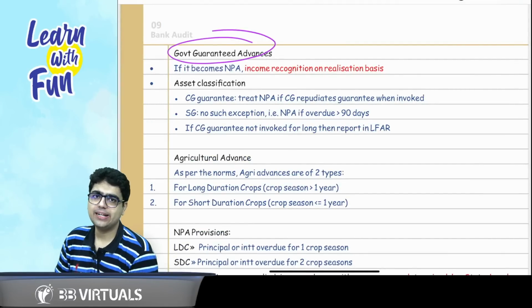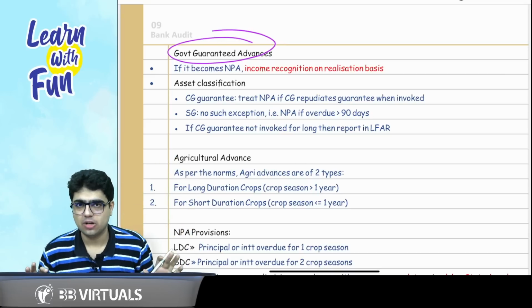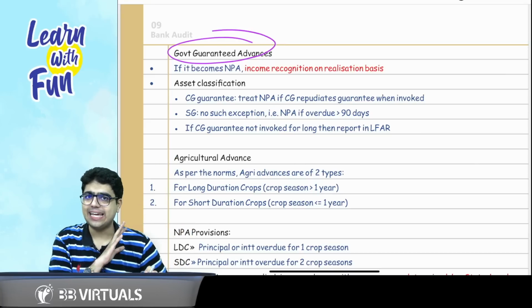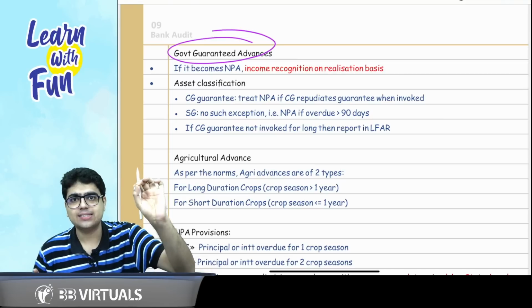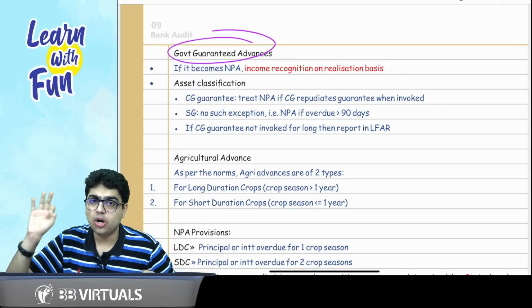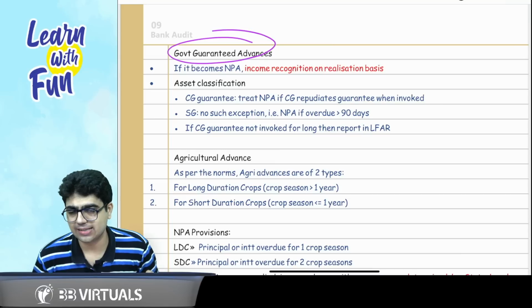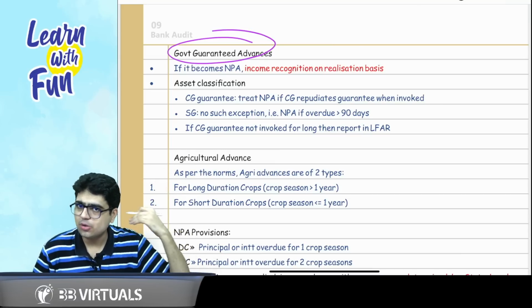What about government guaranteed advance? So it basically says only and only in case of central government. If the central government has guaranteed an advance, don't classify it as NPA unless central government backs out. Unless the central government backs out, you need not classify the advance as NPA. What about income recognition? There is no exception to it.